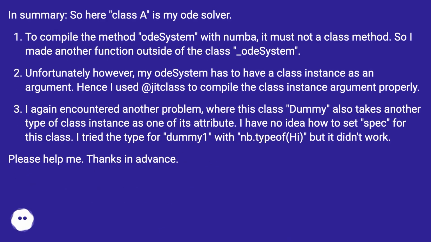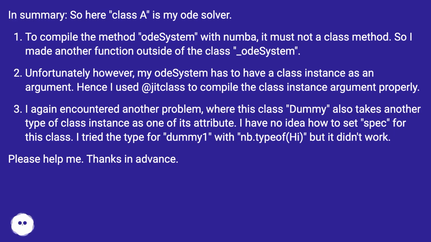In summary, here class A is my ODE solver. To compile the method ode_system with Numba, it must not be a class method. So I made another function outside of the class, _ode_system. Unfortunately, however, my ode_system has to have a class instance as an argument. Hence I used jitclass to compile the class instance argument properly.